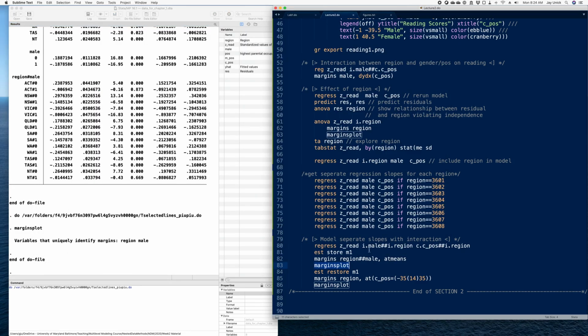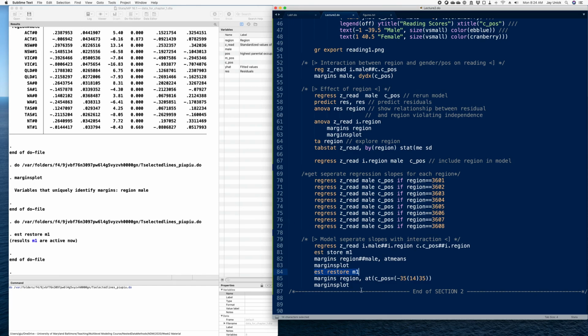All right, so we've explored the male by region interaction, and now we can explore the effect of socioeconomic status on a parent's, on a child's reading score. And so I'm just going to restore those estimates. And then rerun the margins command, but I'm going to look at region, and then because CPOS is a continuous variable, I'm going to tell it where I want to look at the means for. And so I say, okay, so it runs from negative 36 to positive 36, but I did negative 35 to positive 35, so that's the range. And then I want you to tell me every 14, and by 14, I just needed to chunk up that distance in equal units. So those are equal units. So I can run that.